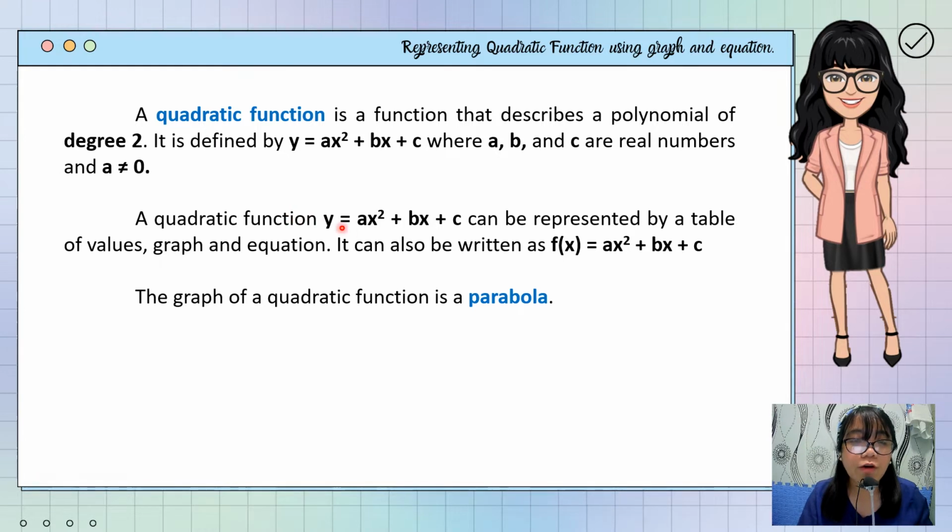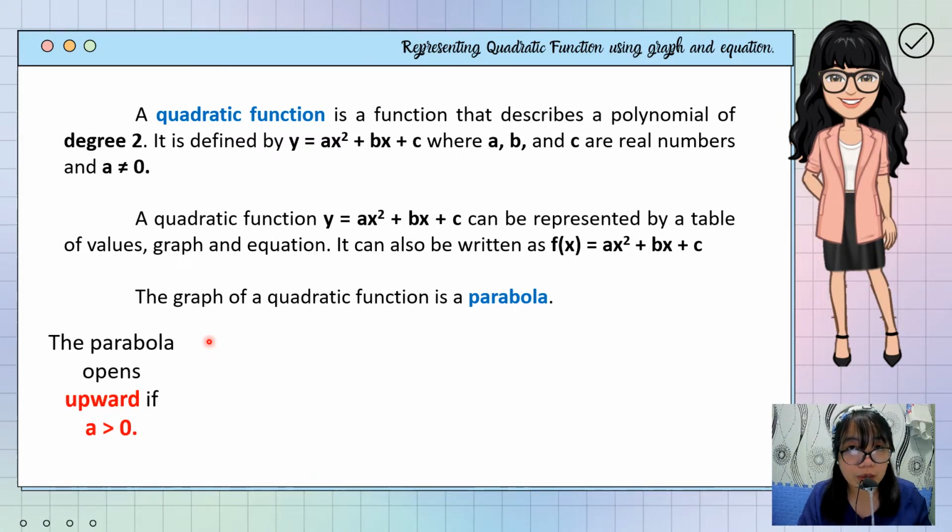So a quadratic function y equals ax squared plus bx plus c can be represented by a table of values, graph, and equation. It can also be written as the function of x, or f of x is equal to ax squared plus bx plus c. So the graph of a quadratic function is a parabola. The parabola opens upward if a is greater than 0, which means to say a must be positive. So it looks like this one.